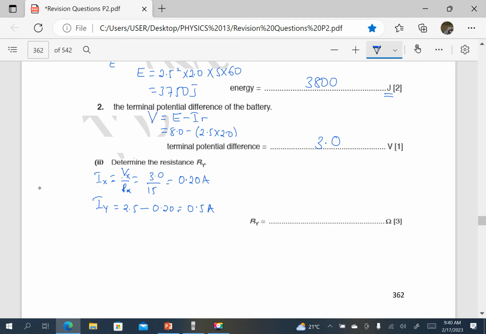So to find the resistance across Y, since the PD is the same as that across X, the resistance of Y will be the PD across Y divided by the current in Y. The PD is the same, which is 3.0, and the current is 2.3. So we can check this.